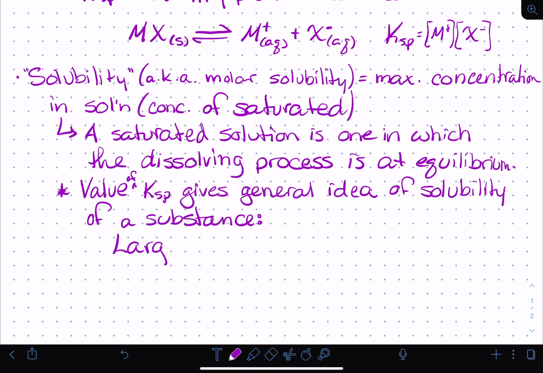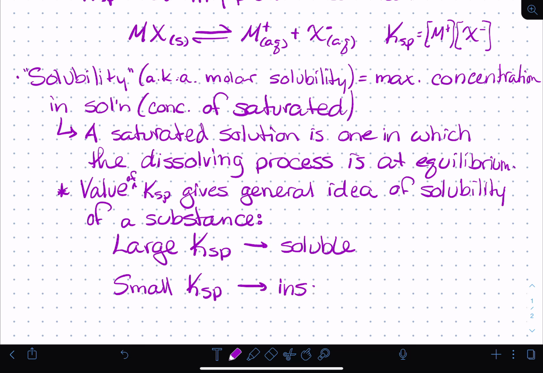So if we have a large KSP, that is something that we generally consider soluble. Anything that the solubility rules tell you is soluble in water would have a fairly large value for KSP, generally something larger than 1. Anything with a small KSP would be the things that we generally consider insoluble. So we can get this kind of general vague idea of is it going to dissolve, is it not going to dissolve, by looking at KSP.